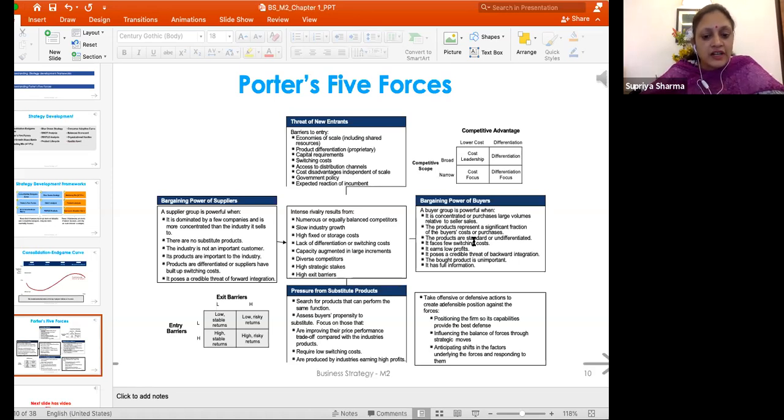Then another thing is pressure from substitute products. This also acts like a big thing. Substitutes, how many substitutes are available? Substitute goods or services that can be used in place of companies' products or services also pose a threat.